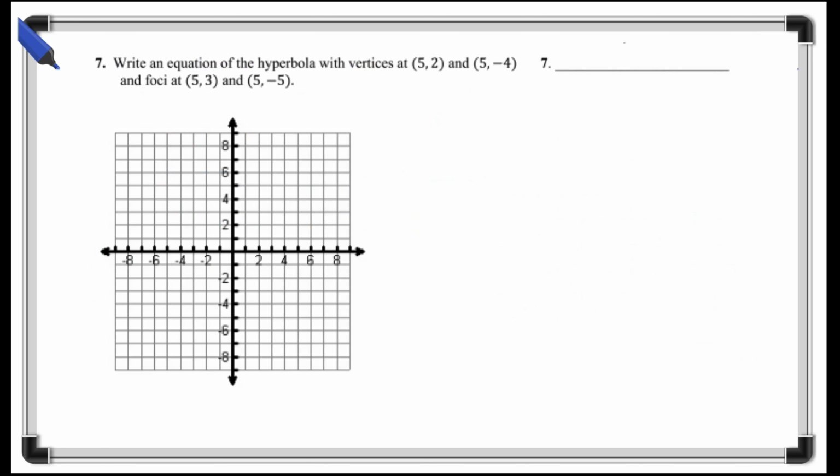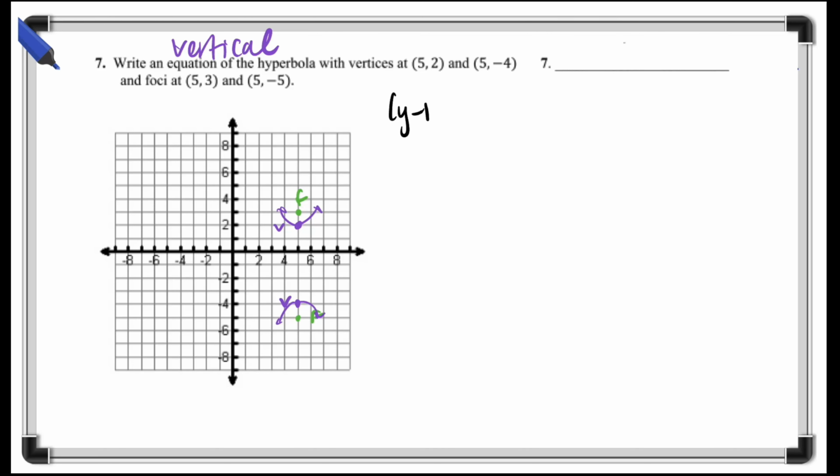All right, so here are the vertices: we got (5, 2) and (5, -4). Your foci are at (5, 3) and (5, -5). So where you know what your vertices are, we know that our branch is going to look something like this. This should be an indication to you that the equation you're going to look at is the one that's on your vertical axis here.